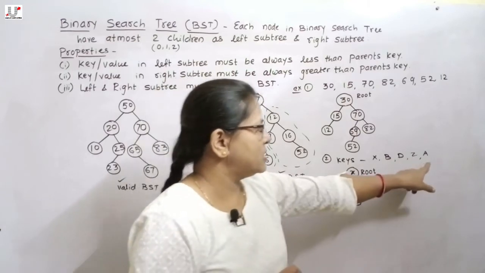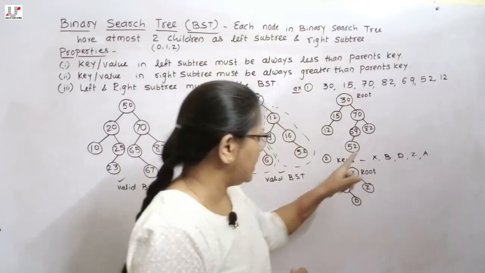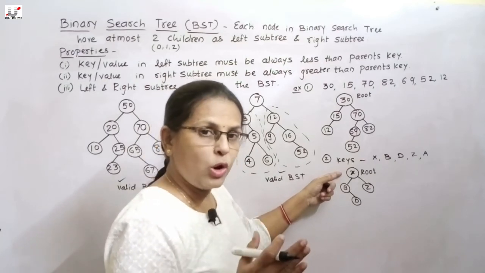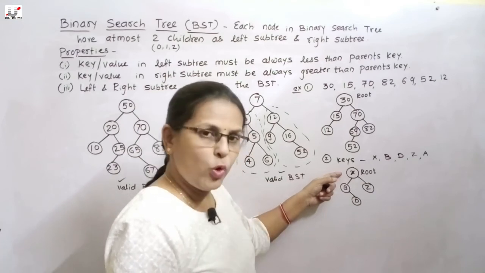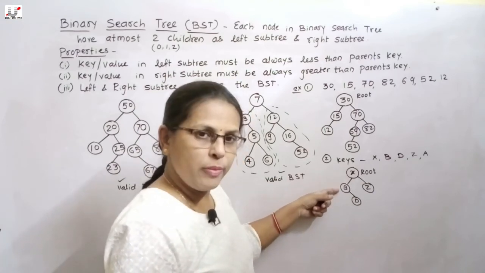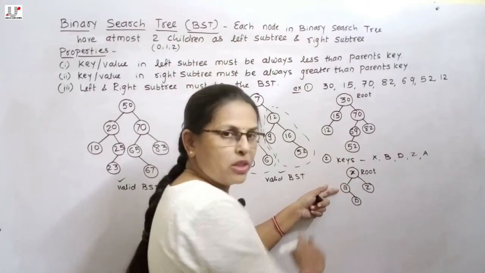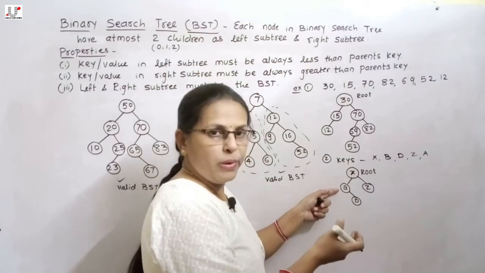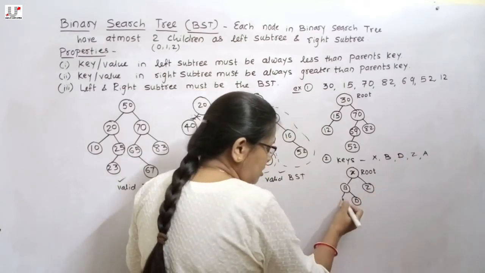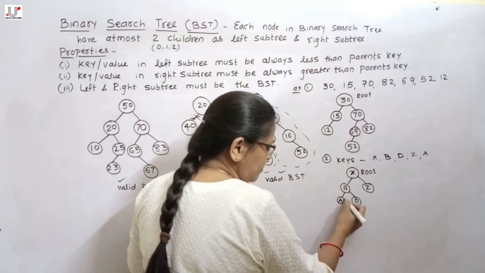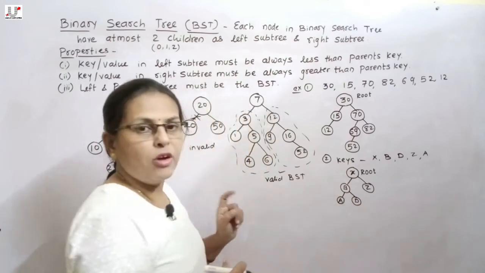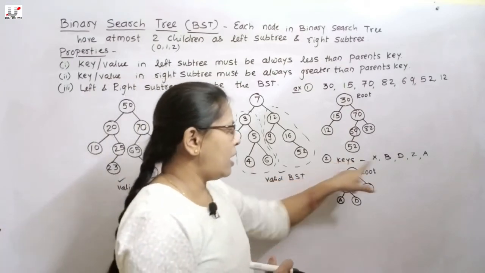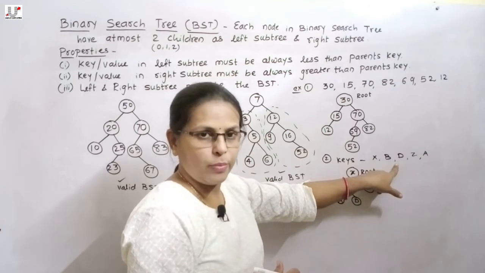Then the next element is A. Again A gets compared with X, and in alphabetical order A lies before X, so it moves to the left subtree. Again A gets compared with B, and in alphabetical order A comes before B, so A gets attached as the left child of B. So this is again a valid binary search tree when the keys are of character data type.